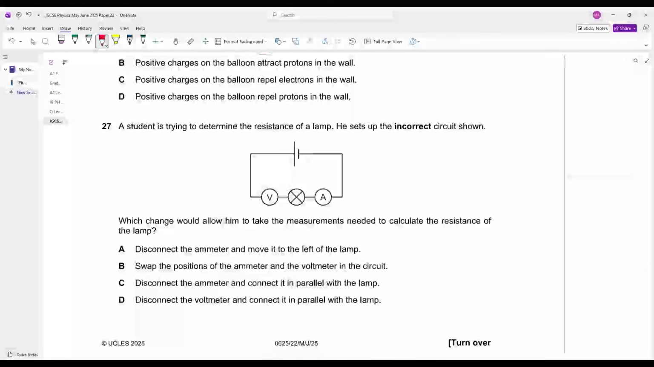A student is trying to determine the resistance of a lamp. What is the formula for resistance? Voltage over current. He sets up the incorrect circuit shown. Which change would allow him to take the measurements needed to calculate the resistance of the lamp?